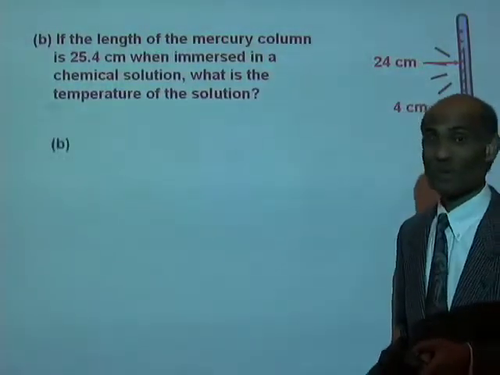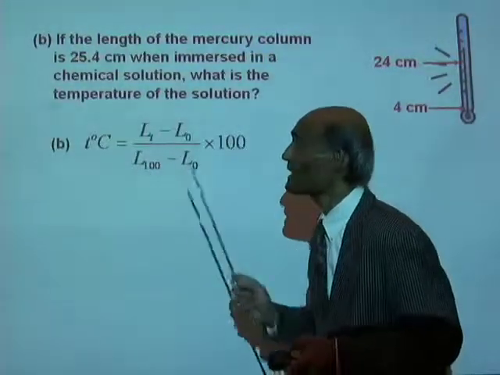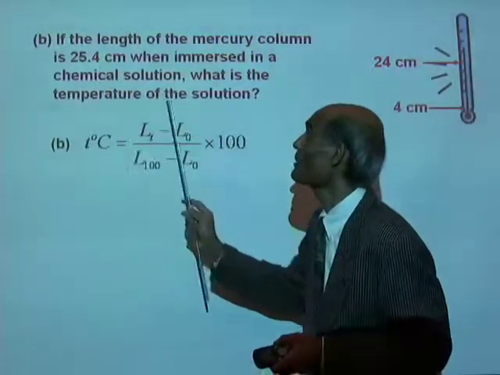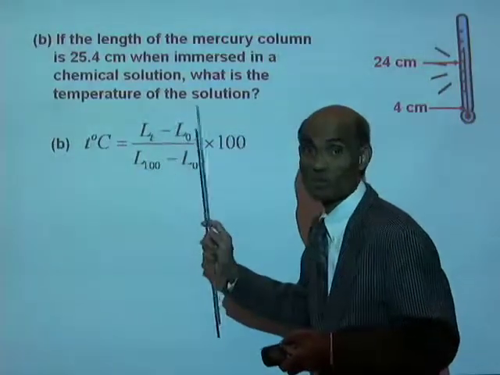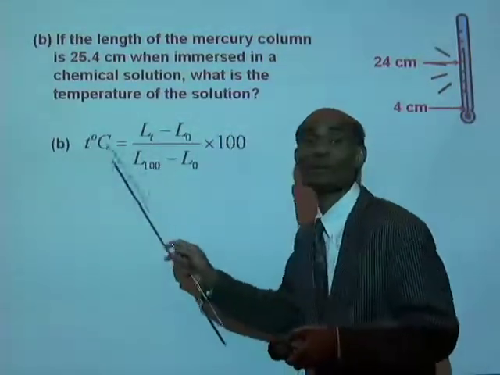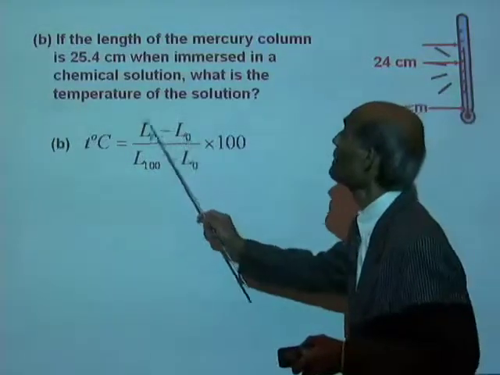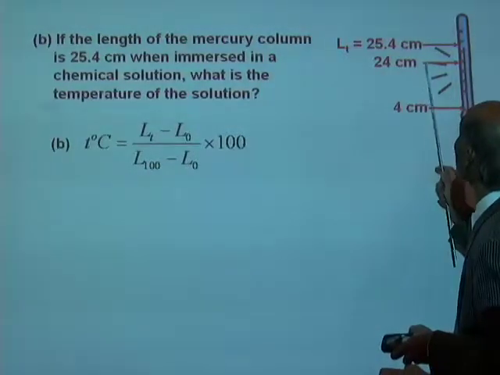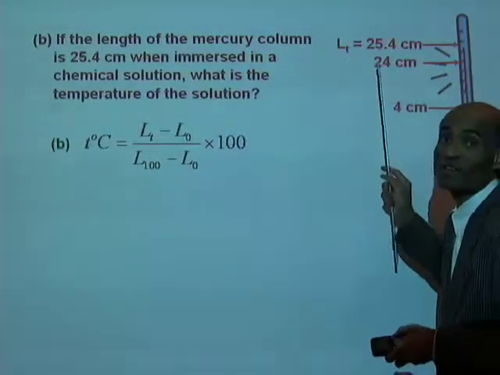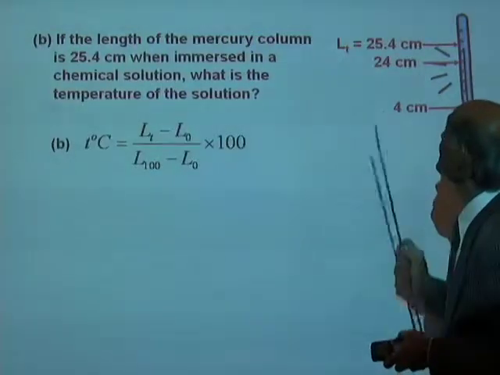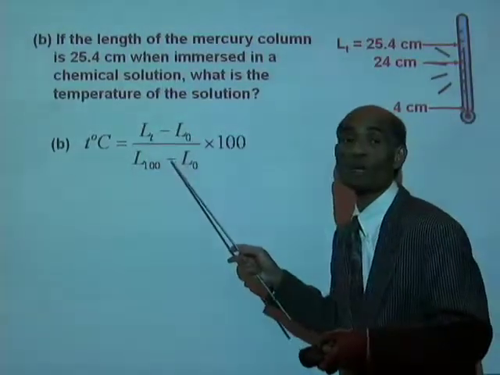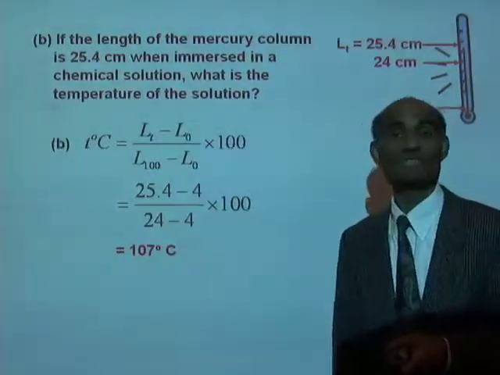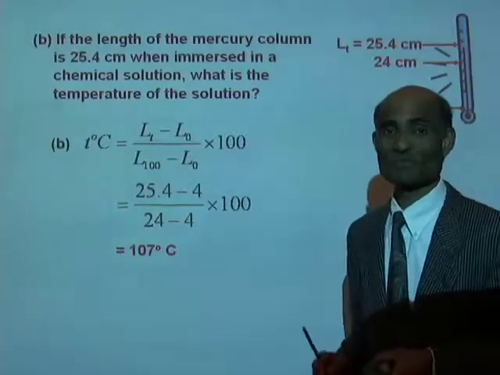Is that right? Well, we go back to that equation again. We now know L sub T is 25.4. L0 we know, don't we? L100 we know. We can now find the temperature by putting all these values. Our L0 is 4 centimeters, L100 is 24 centimeters, L sub T is 25.4. Bring all those values here, we get that the temperature is 107 degrees Celsius.